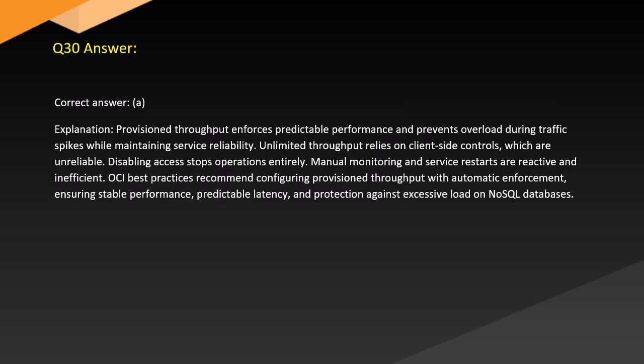Answer. Correct answer: A. Explanation. Provisioned throughput enforces predictable performance and prevents overload during traffic spikes while maintaining service reliability. Unlimited throughput relies on client-side controls, which are unreliable. Disabling access stops operations entirely. Manual monitoring and service restarts are reactive and inefficient. OCI best practices recommend configuring provisioned throughput with automatic enforcement, ensuring stable performance, predictable latency, and protection against excessive load on NoSQL databases.